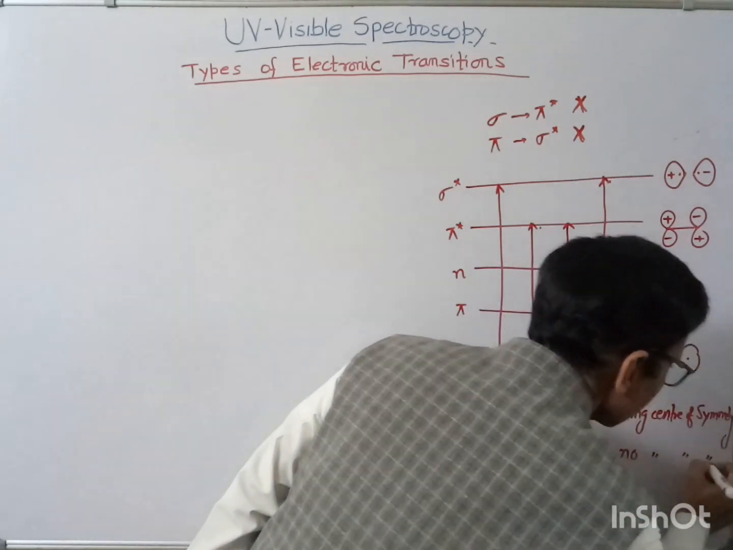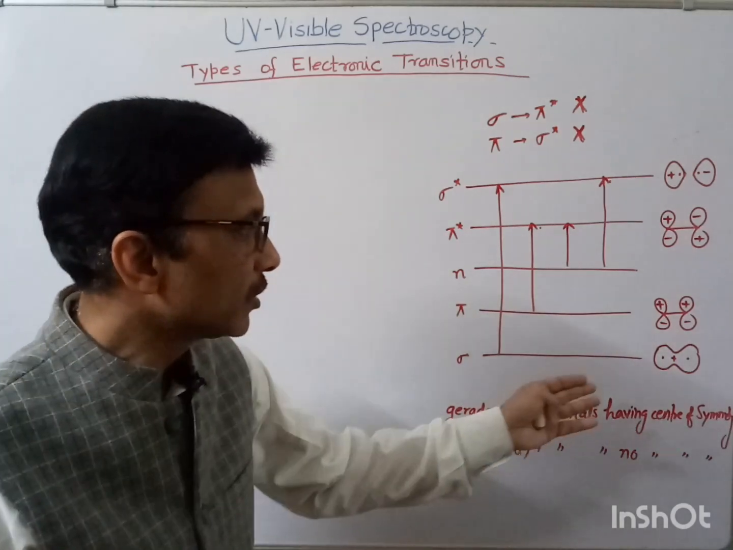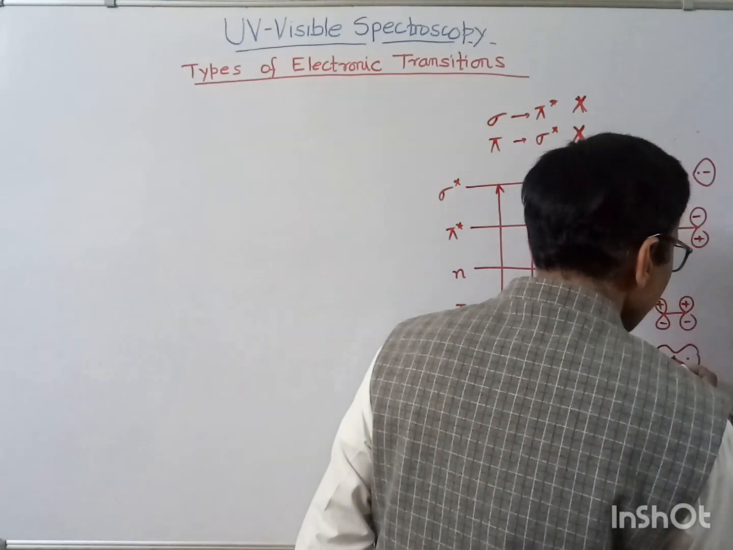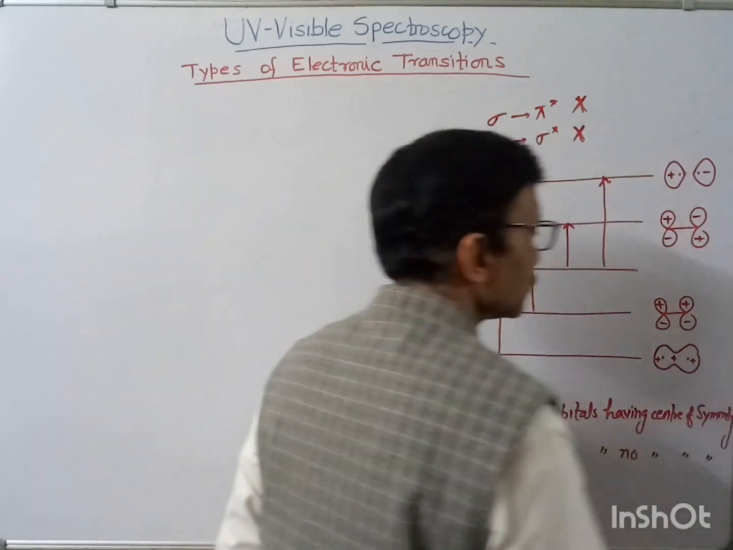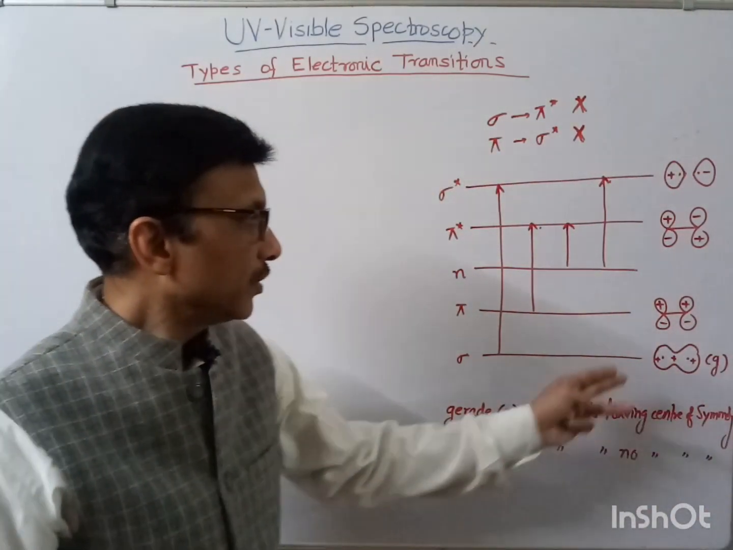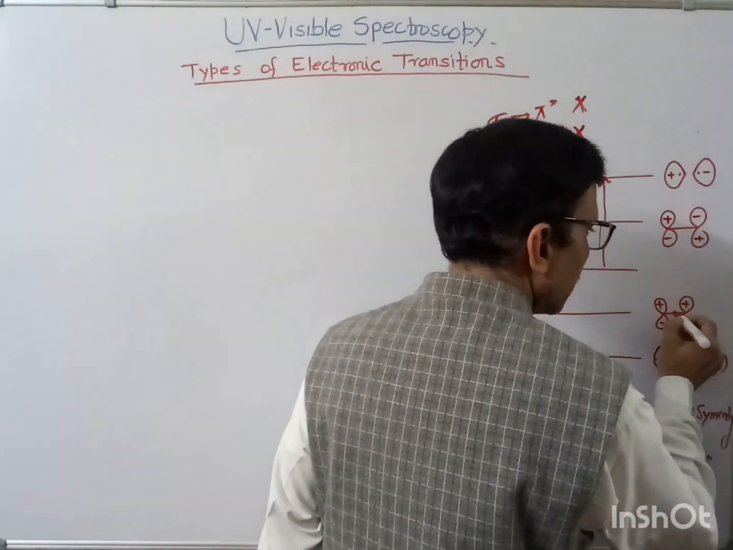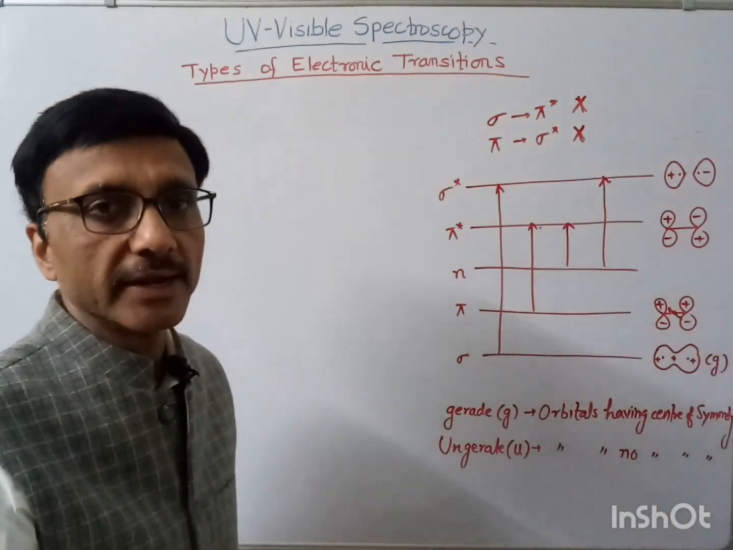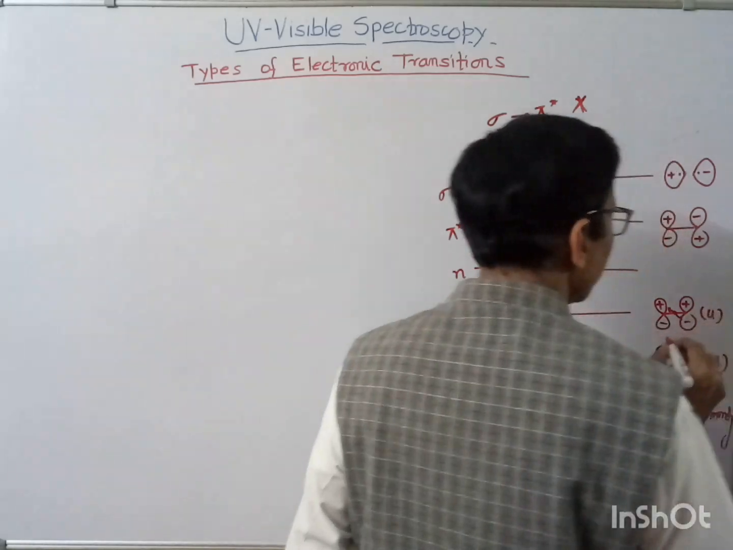If you see the sigma molecular orbital, it is the symmetric one. If from the center we go in opposite directions, both have the plus sign, so both are plus plus. So this is the gerade one, the symmetric orbital. Now if you see the pi molecular orbital, then from the center, if we go in opposite directions, what you observe is that we get a plus and a minus sign. It is non-symmetric, and it can be represented as U.